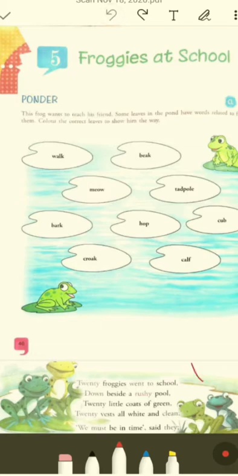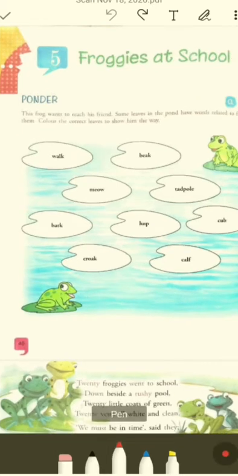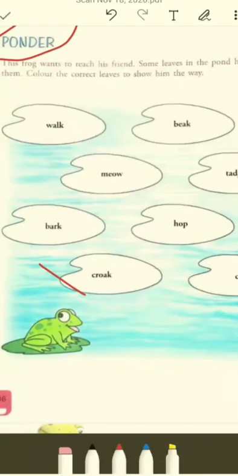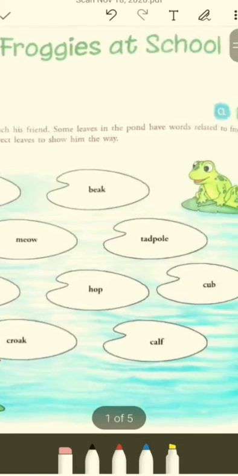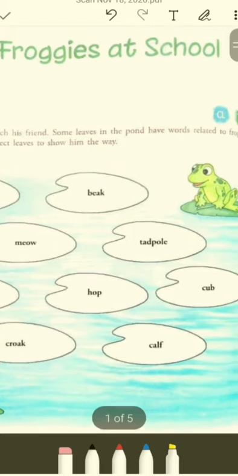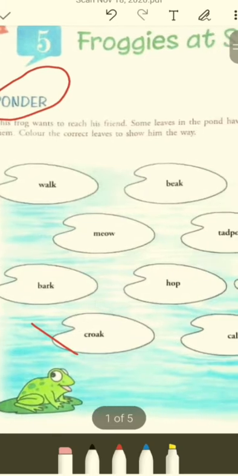The name of the lesson is Froggies at School. Froggies at where? School, right? So ponder means to think. Okay, let's see what we have here. This frog wants to reach his friend. Some leaves in the pond have words related to the frog. Color the correct leaves to show him the way.